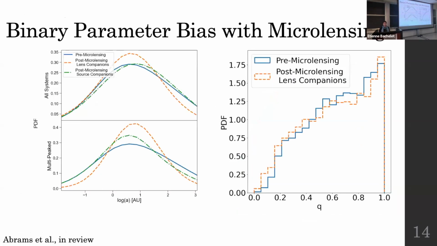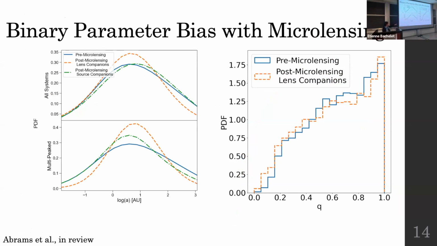So we can also look at the binary parameter bias with microlensing. When we measure a binary microlensing event, by virtue of it being microlensed, have our parameters been biased? On the left, we can look at the semi-major axis. On the bottom, you can look at the multi-peaked events, so these are the ones that are more likely to be identified as binaries.